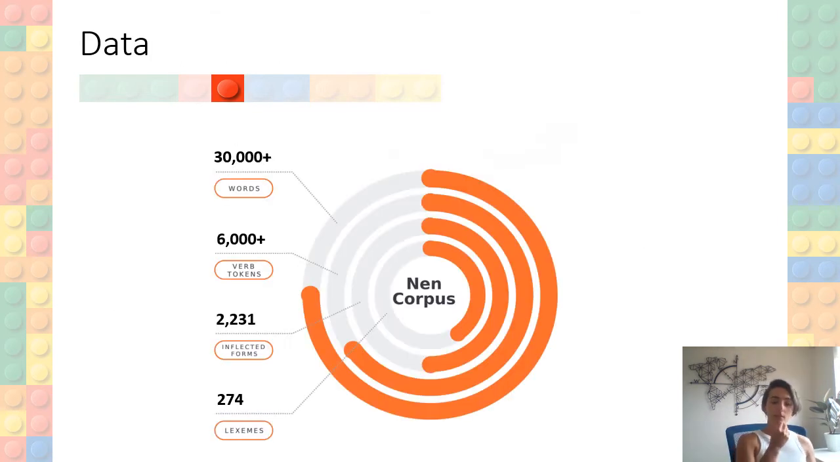The dataset we use is derived from the NEN naturalistic corpus, which is comprised of material ranging from biographical interviews to folk stories. So the total corpus is approximately 30,000 words, and in 2017 for my master's thesis I made a sub-corpus of only the verbs, which is about 6,000 verb tokens. I have hand glossed each one of these, and that makes up about 2,231 inflected forms, and of those 274 are unique lexemes.